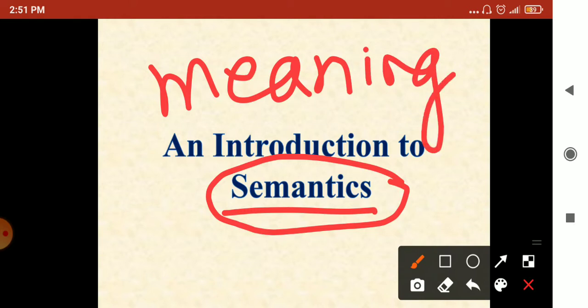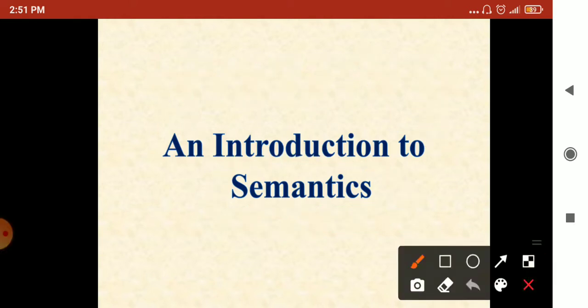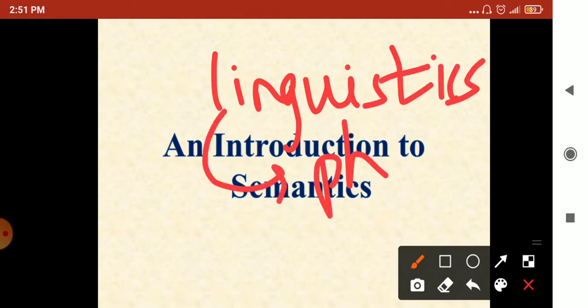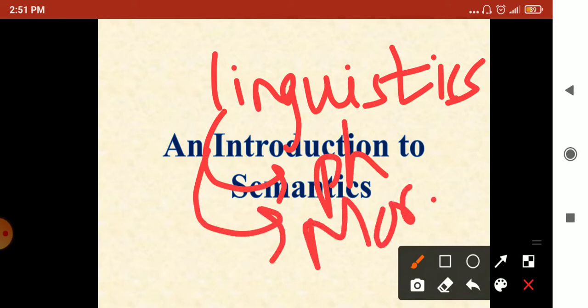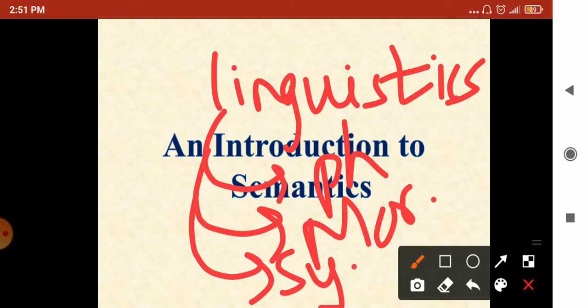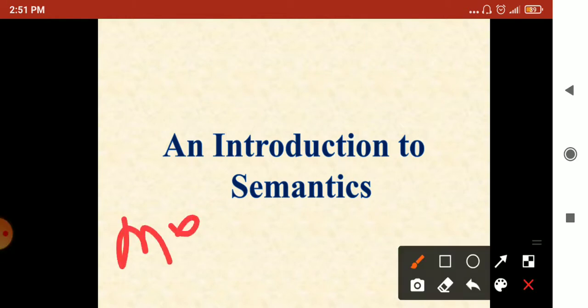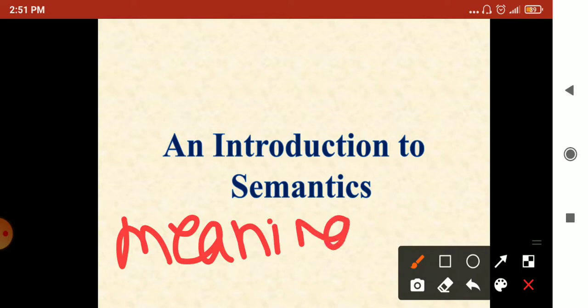It is a branch of linguistics. We saw earlier that linguistics has several branches. Phonetics, then we studied morphology, then we studied syntax. Similarly, semantics is also a branch of linguistics which deals with meanings of words, how words acquire meanings. So it deals with meaning.